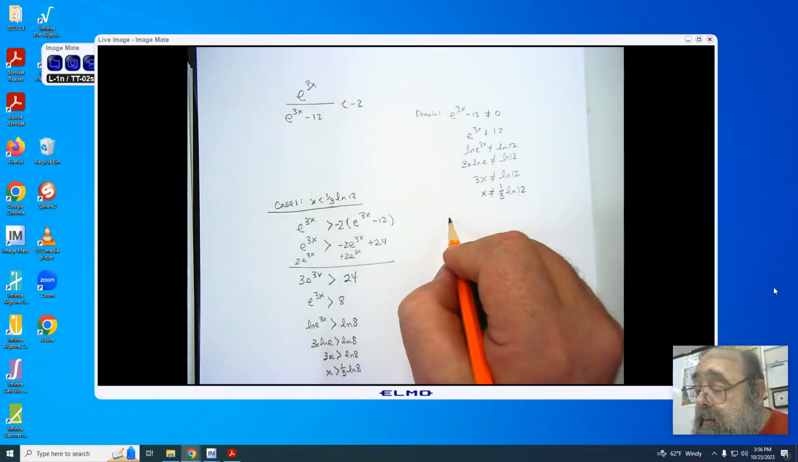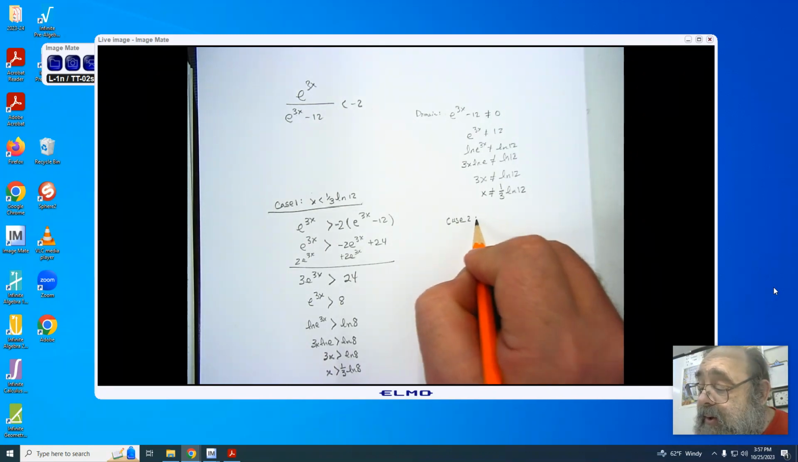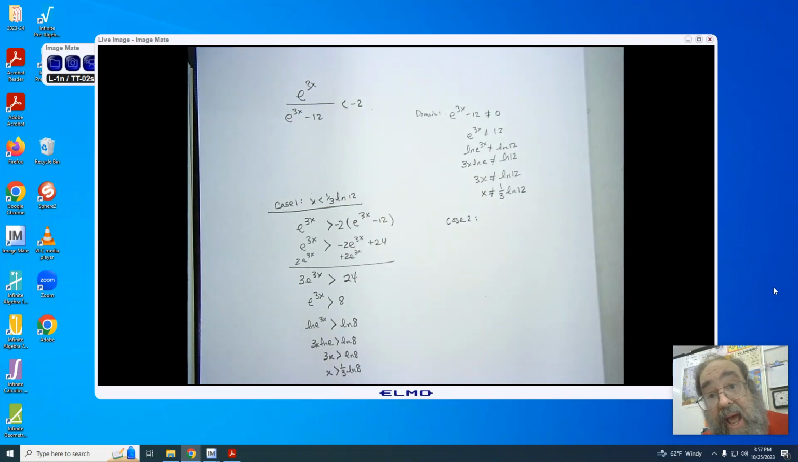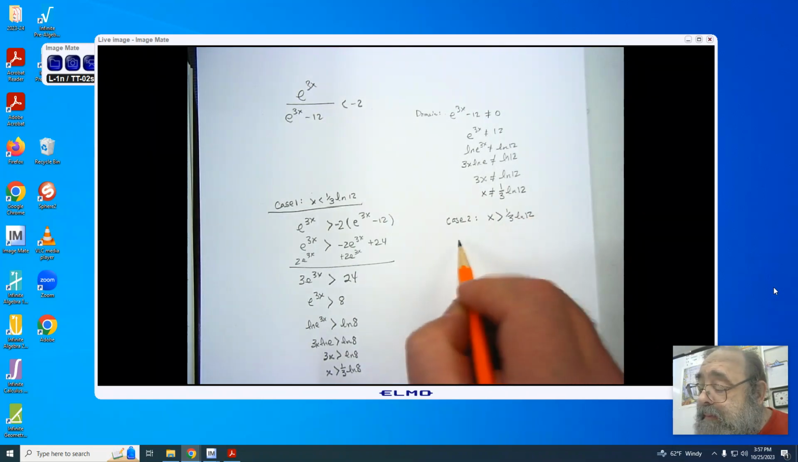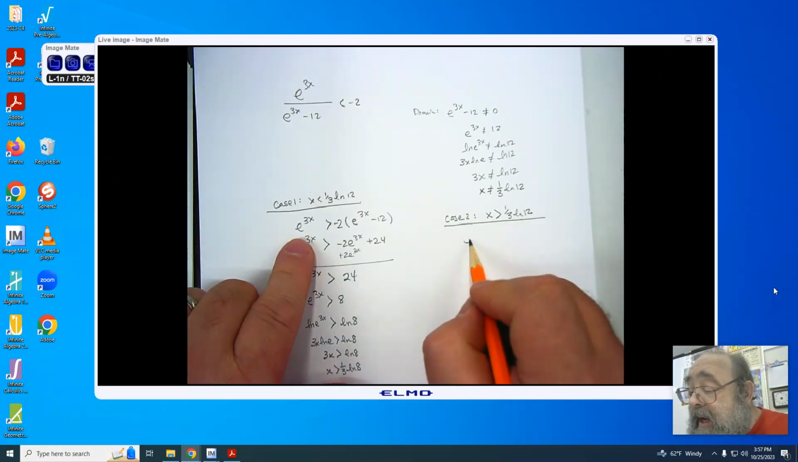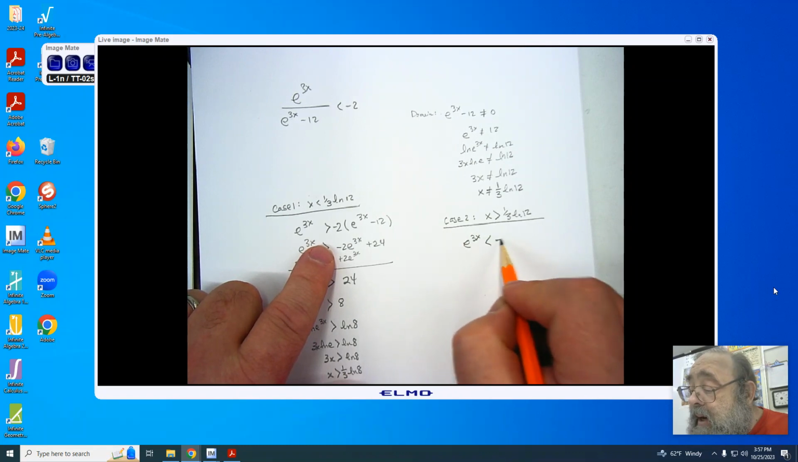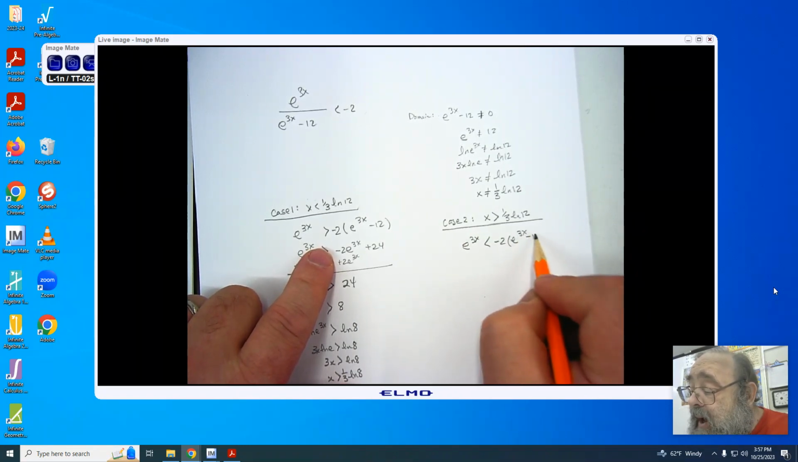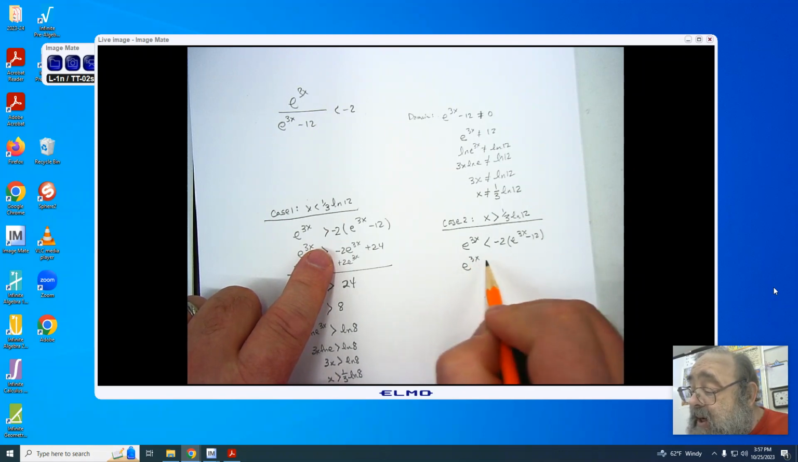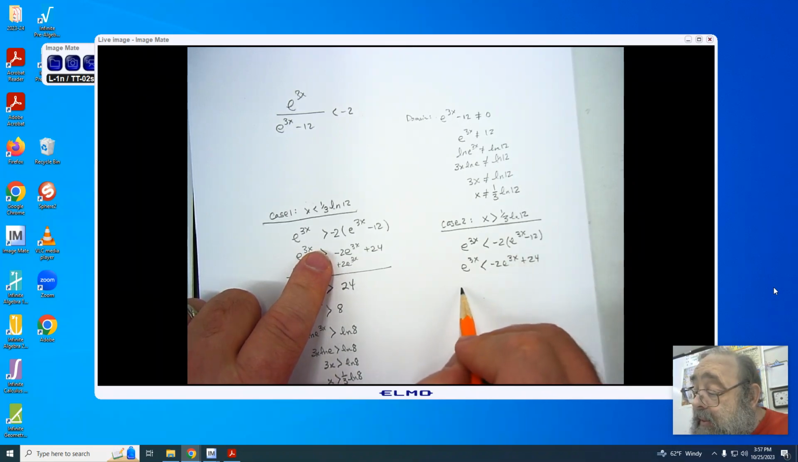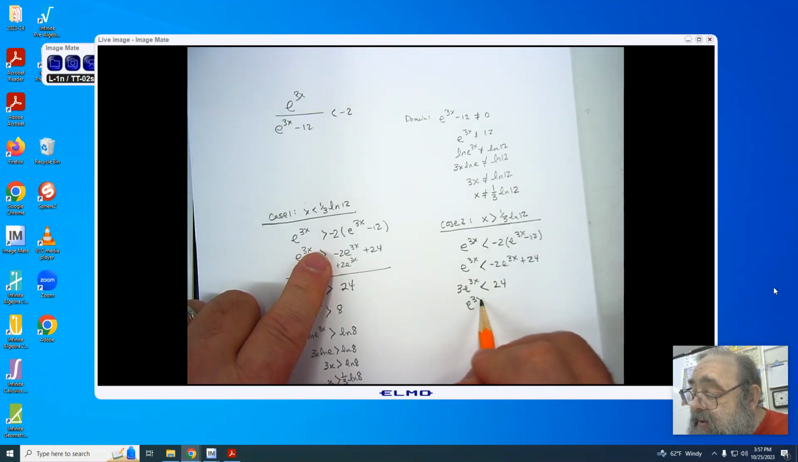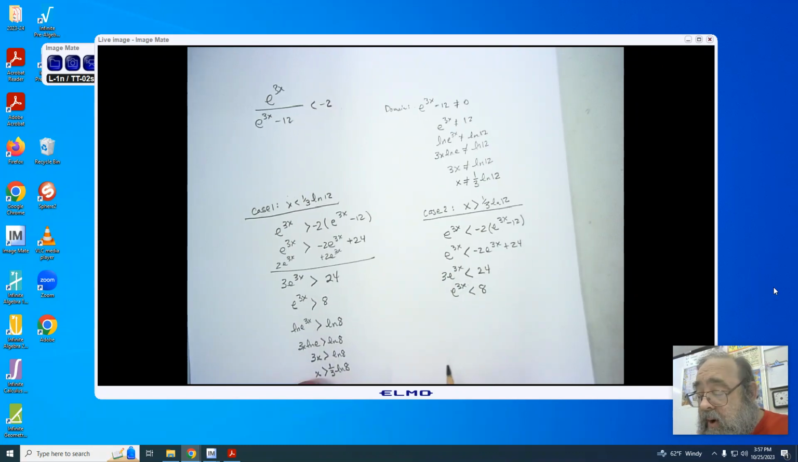Case 2. I'm going to do case 2, even though once we do case 1, we now have the results for both halves. You'll see in a moment when I show you. x is greater than 1/3 natural log of 12. Putting it in, that means my e to the 3x is going to be less than negative 2 e to the 3x minus 12. Simplifying gives me e to the 3x is less than negative 2 e to the 3x plus 24. 3e to the 3x is then less than 24. e to the 3x is less than 8 when I divide by 3.